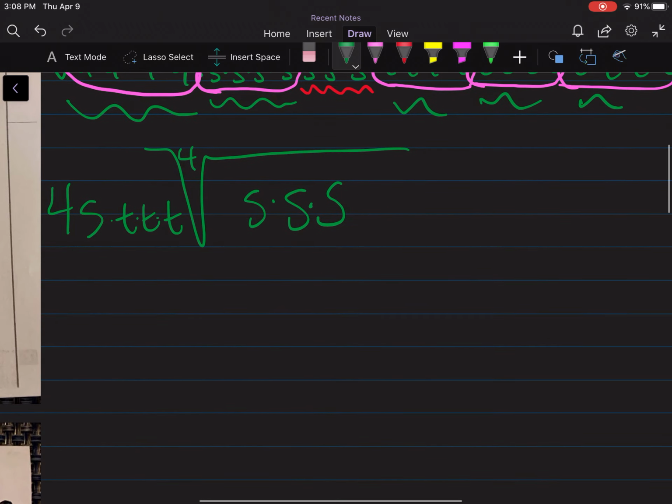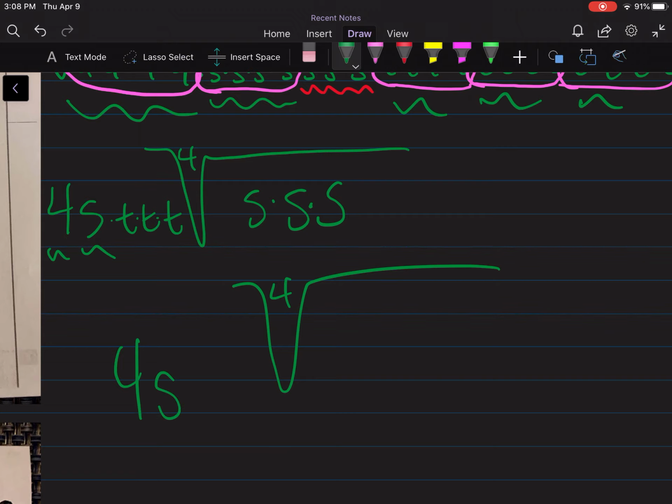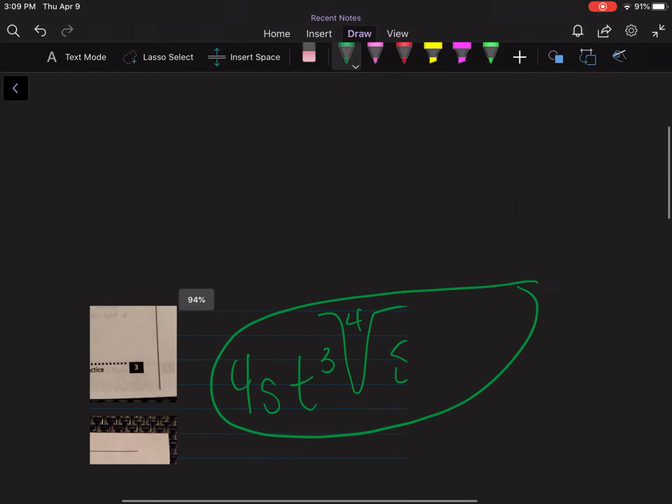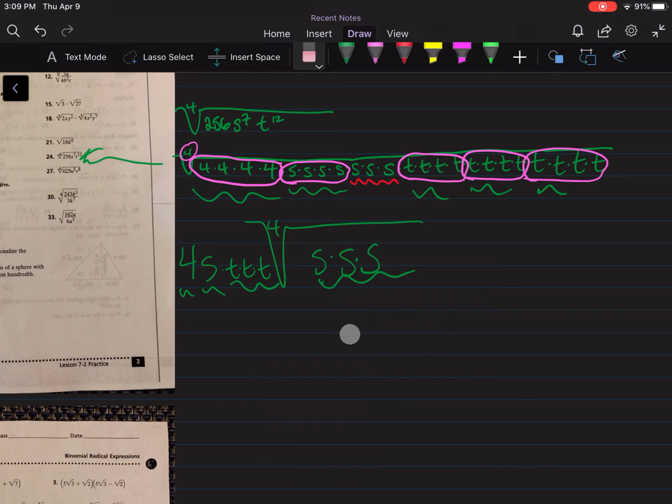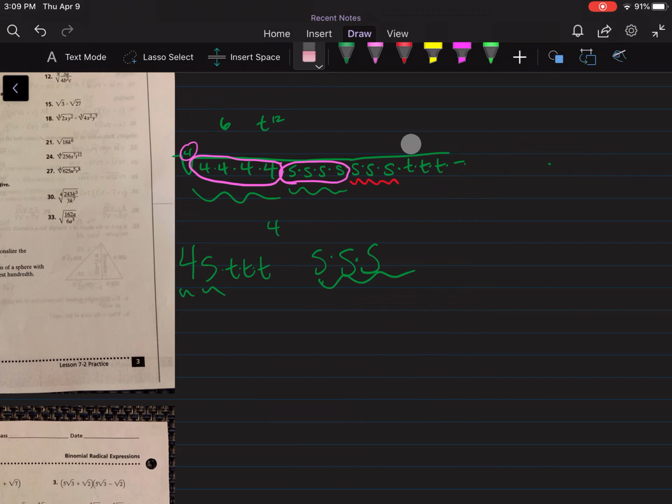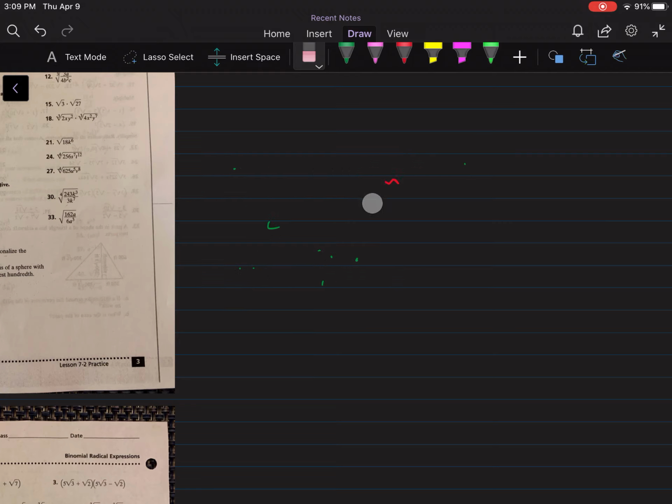Now let's clean this up. Outside the house, draw our house. We have 4. Then we have an S, and then we have 3 T's, so T to the 3rd. Now inside the house we have 3 S's, so that's S to the 3rd. And this is our answer, very long one, to number 24 there. Okay. That's the process you're going to do for all of those. Remember, it's very important to see what number's inside that little house and then go from there.